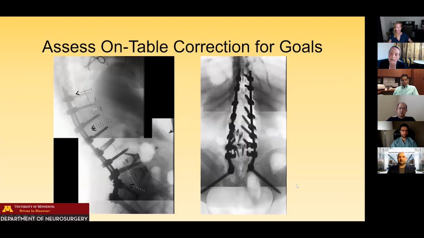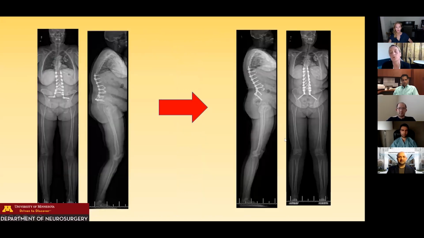You assess your on-table correction, make sure you achieve your goals, and we've locked in this patient. This is her 2-year post-op x-ray, and she's doing well, fortunately, for now. So it's adult deformity. We'll see.